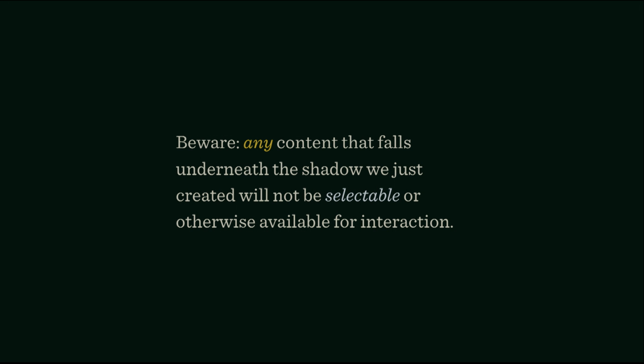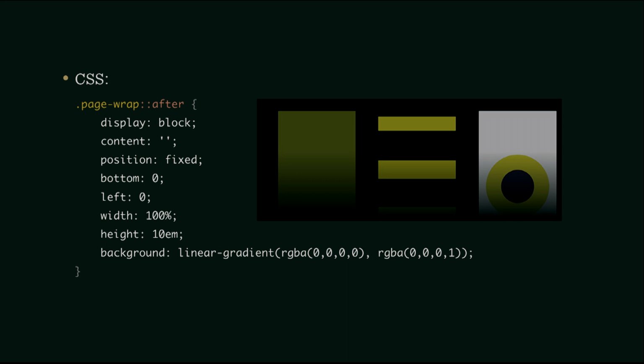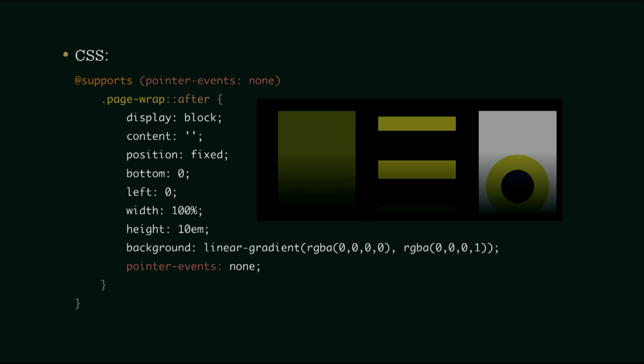All right? The problem is that any content that falls underneath that shadow, in that gradient, will not be selectable or otherwise accessible for interaction. So if we don't want that pseudo element to be blocking access to the content lying underneath it, we need to make it a little bit smarter. And to make it work, the only thing we need to do, basically, is to check for pointer events and set pointer events none on that gradient, right?